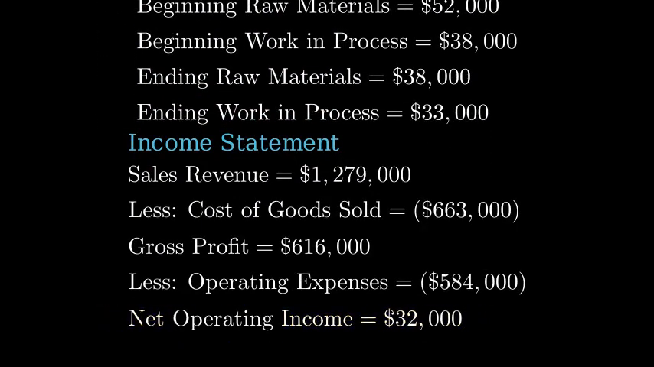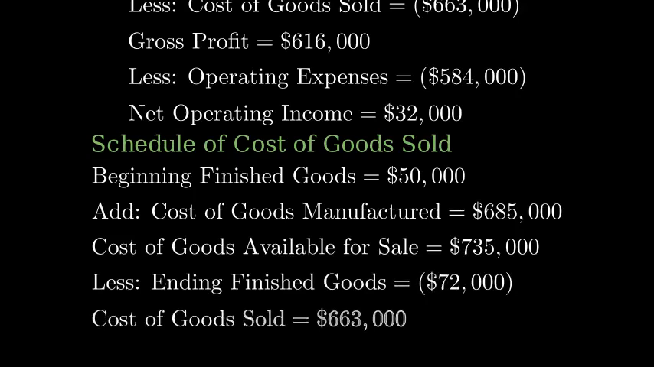We know the net operating income is $32,000, and our operating expenses total $584,000. The unadjusted cost of goods sold is $663,000. Working backwards, we can calculate that sales revenue must be $1,279,000. Now, let's prepare the schedule of cost of goods sold.